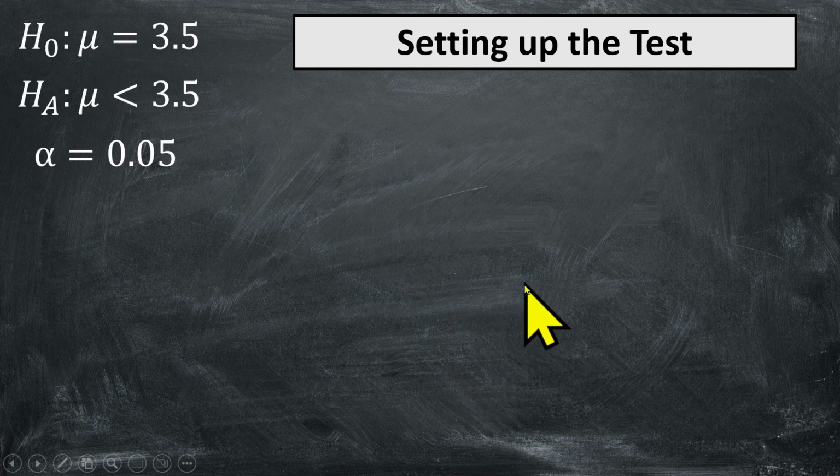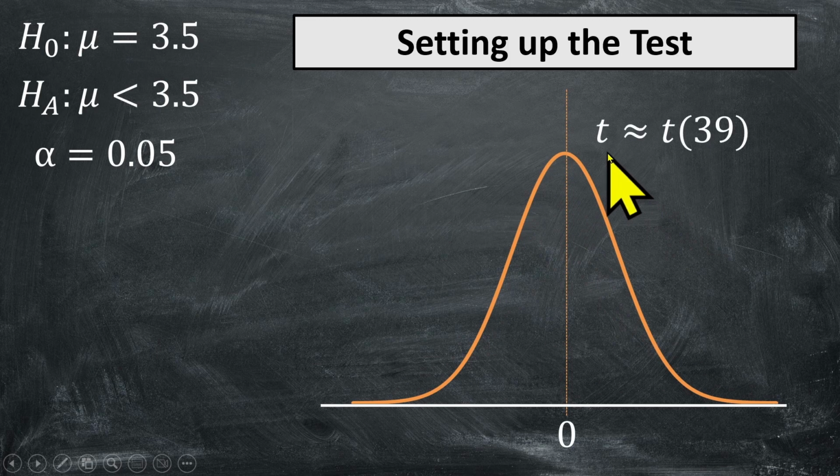So in any case, when you go to draw a picture, what's this picture going to be? It's the picture of our test statistic. It's going to be a t-distribution, with approximately 39 degrees of freedom. 39 because the sample size is 40. Why do we say approximately? Because we're appealing to the central limit theorem, which tells us that our test statistic will be approximately t in distribution.